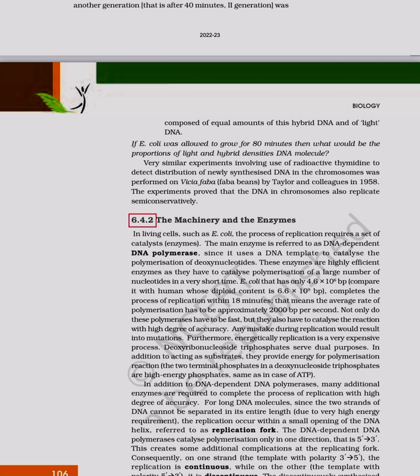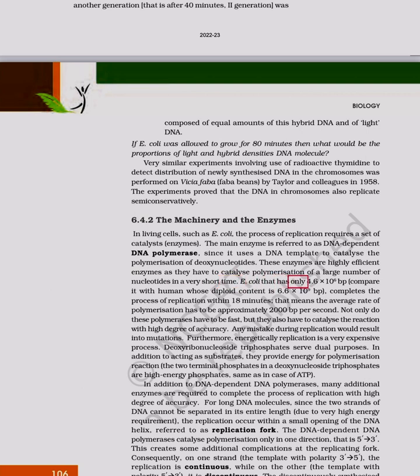6.4.2 The machinery and the enzymes. In living cells, such as E. coli, the process of replication requires a set of catalysts, enzymes. The main enzyme is referred to as DNA-dependent DNA polymerase, since it uses a DNA template to catalyze the polymerization of deoxynucleotides. These are highly efficient enzymes as they have to catalyze polymerization of a large number of nucleotides in a very short time.